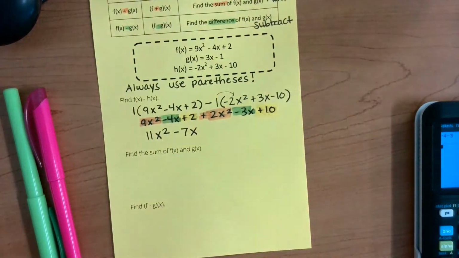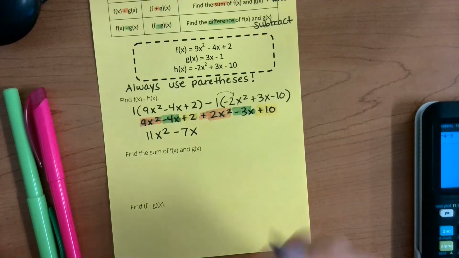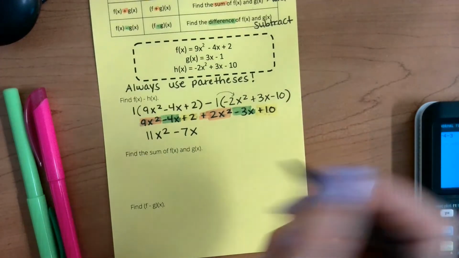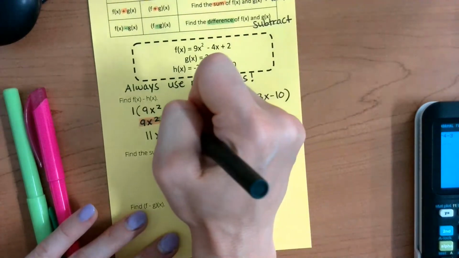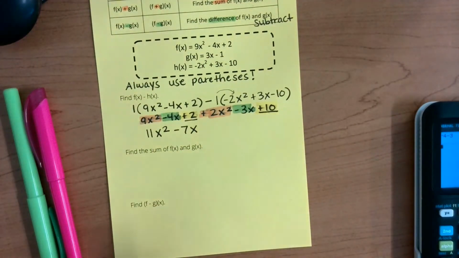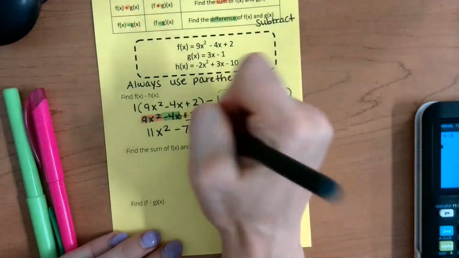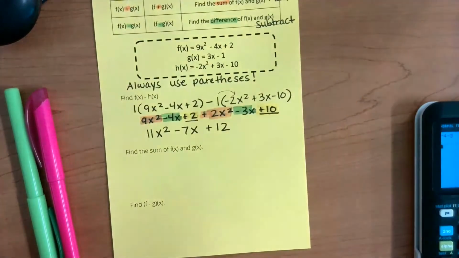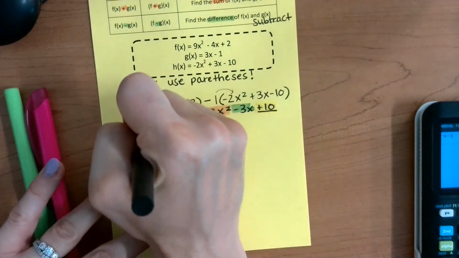So then we can highlight our constants, the ones without variables. Also, if you don't have colors, you can use different symbols. I'll show that in the next example. Like we could just underline both of these, something to show that we're combining those. 2 plus 10 is 12 plus 12. And this would be our final answer.